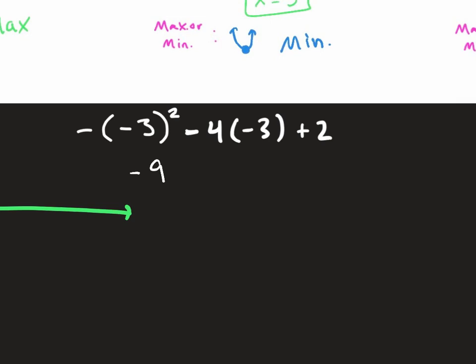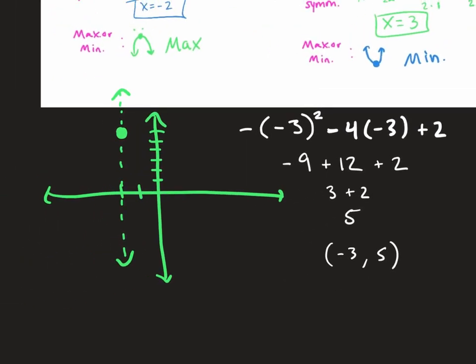What's -4 times -3? 12. And then plus 2. So -9 plus 12 plus 2. It's -9 plus 12 plus 2. 5. Good job. So we plugged in -3 and we got 5. So let's go to our graph and plot this point. We're going to go to the left 3 and up 5.